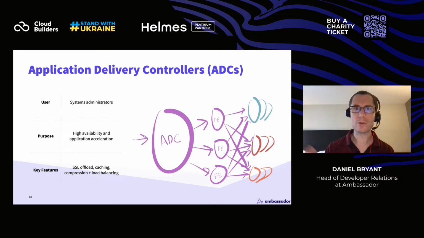Caching, all the ilities, right? Security, reliability, maintainability, all that good stuff. Compression and load balancing were put in this ADC. Now, for you, it may have been a load balancer. You may have put part of it into Nginx, that kind of stuff as well. But there was this notion of offloading a lot of the ilities from the applications.